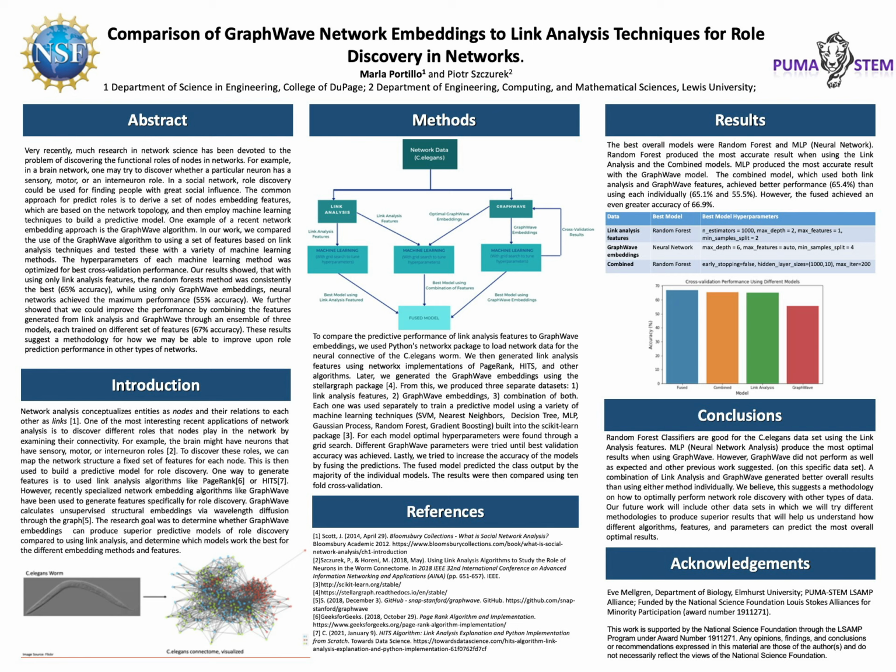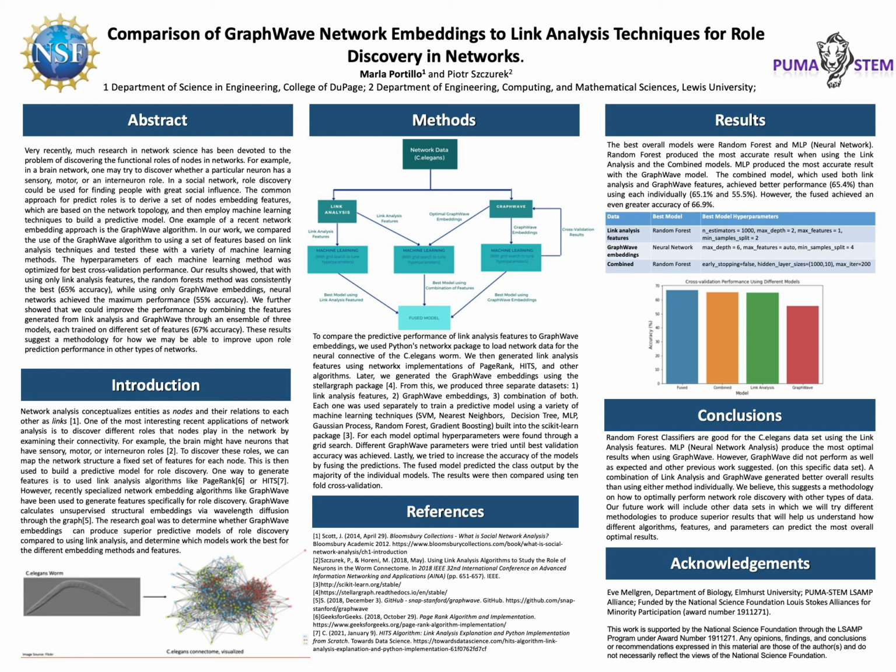The best overall models were random forest and neural network. Random forest produced the most accurate result when using the LinkAnalysis and then combined models. Neural networks produced the most accurate result with the GraphWave model. Random forest classifiers are good for the C. elegans dataset using LinkAnalysis features. Neural network analysis produced the most optimal result when using GraphWave.